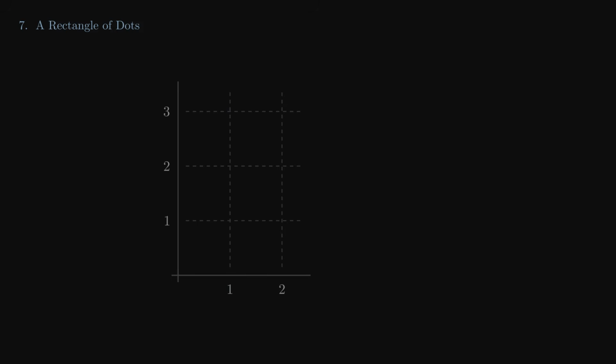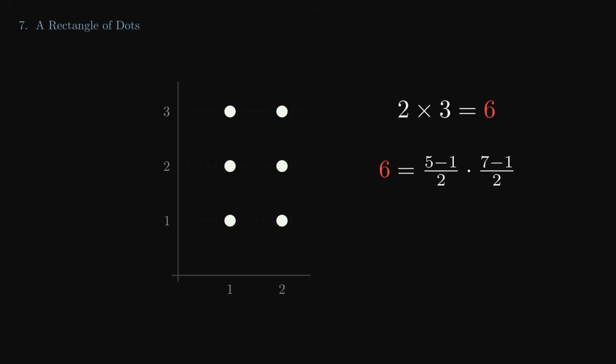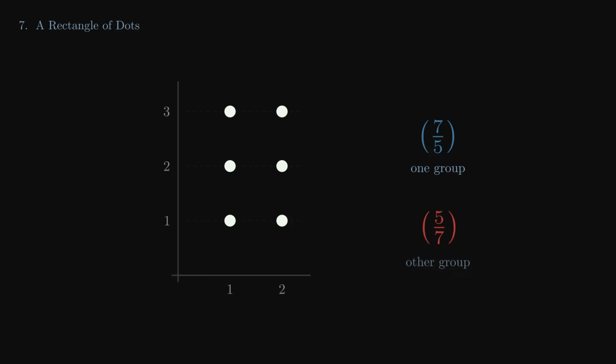2 columns times 3 rows makes 6 dots, arranged in a neat rectangle. These 6 dots are the whole game. The number of them, 2 times 3, is exactly half of 5 minus 1 times half of 7 minus 1, which you may recognize as the very exponent in Gauss's golden theorem. The mysterious power in the formula is nothing more than the number of dots in this little rectangle. So if we can split these 6 dots into 2 groups, and show that one group counts the round downs for 7 mod 5, and the other group counts the round downs for 5 mod 7, then the two halves of the theorem will be sitting in the same picture at the same time.